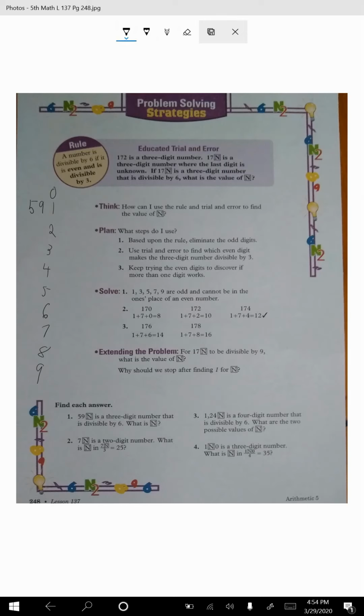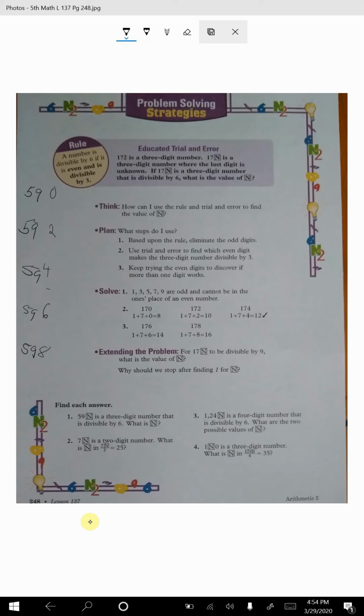For 6, it has to be even, right? So get rid of this one. I'm going to just use my erase. Can't be that. Can't be any odd numbers. Has to be even. Okay. And then if you add up the digits, it has to be divisible by 3. So it starts out with 5, 9, right? One of these or more will work.